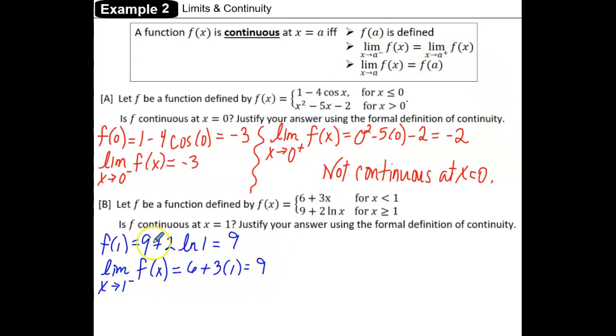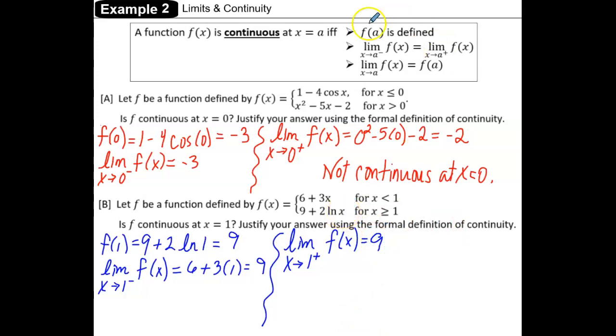Now we need to check that the limit from the right side is also equal to 9. So we want to find the limit as x approaches 1 from the right, and that's the function f of x. And coming from the right side, that's going to be x is greater than or equal to 1, which we already evaluated, 9 plus 2 natural log of 1, that is equal to 9.